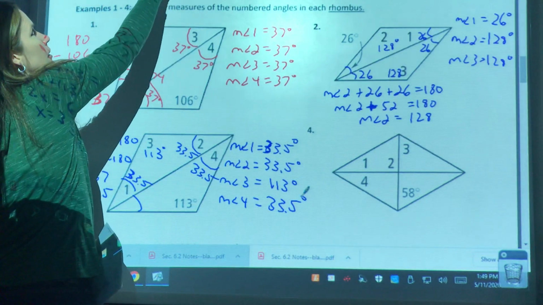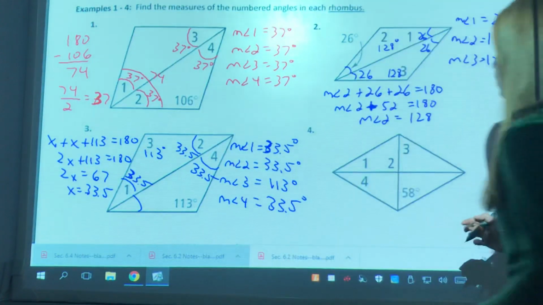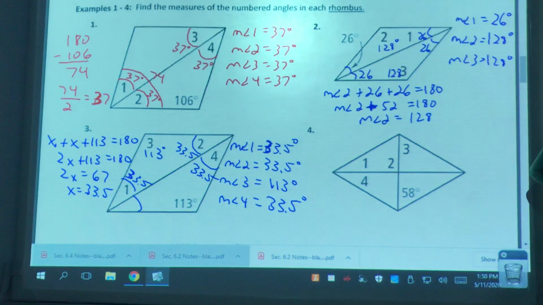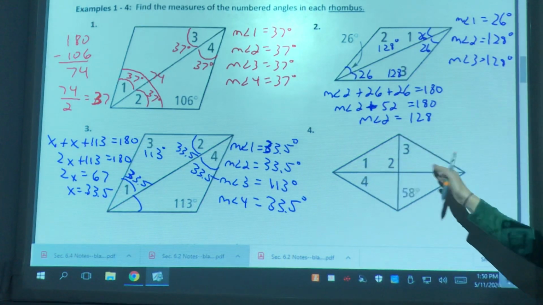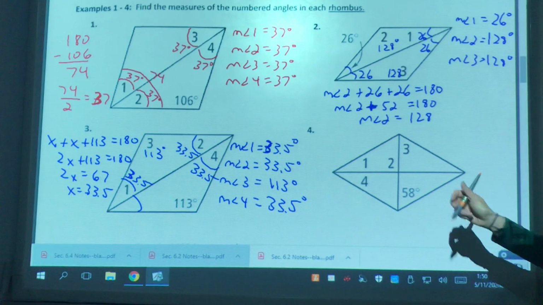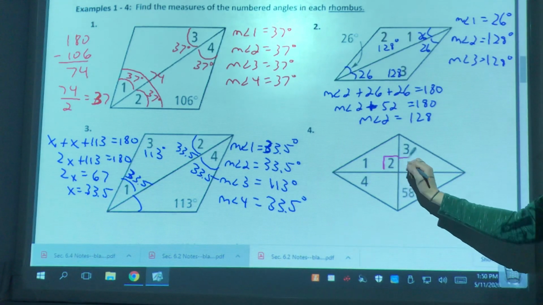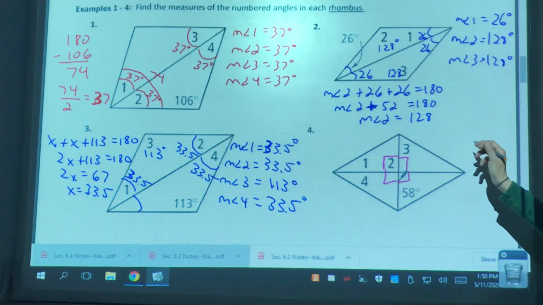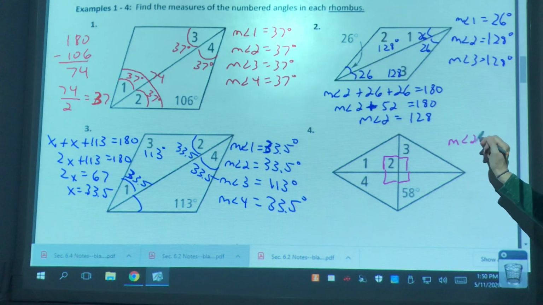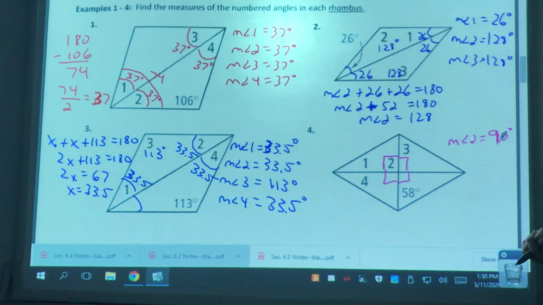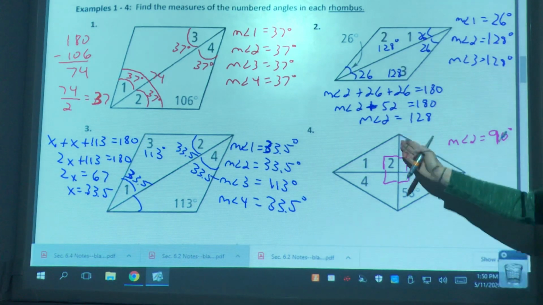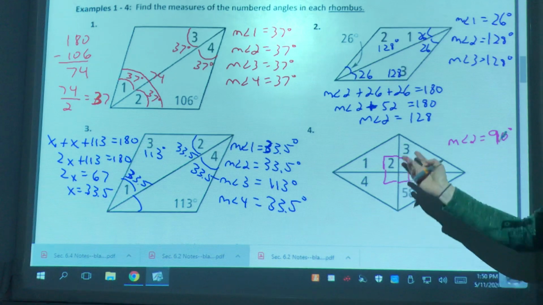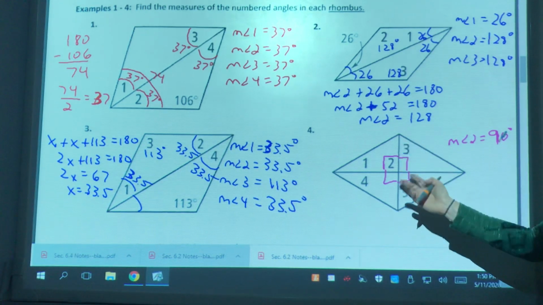All right, next one is 4. When I look at this one, the first thing I see is 2 diagonals. Anytime it's a rhombus and I see those 2 diagonals, I'm automatically going to put my right angle symbols here in the middle. Okay, so that tells me over here that angle 2 has to be 90 degrees. The next thing that I see right off is the fact that, again, if it's a rhombus, the diagonals bisect the opposite angles, which means all 4 of these angles must be congruent.